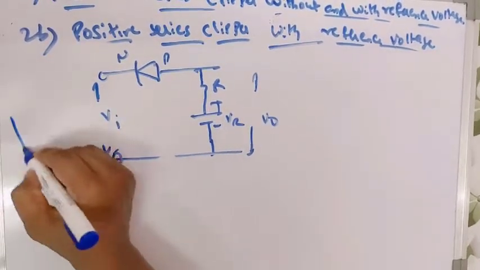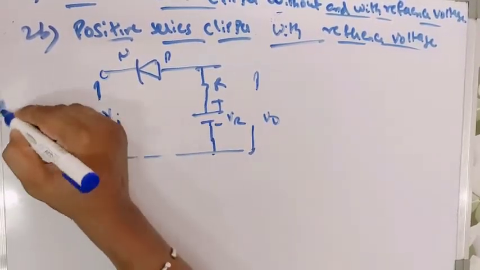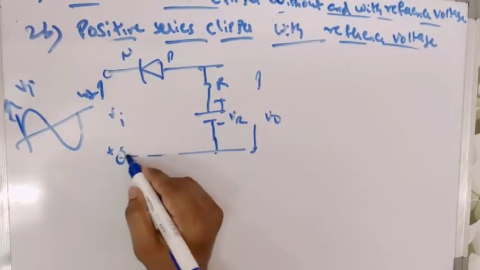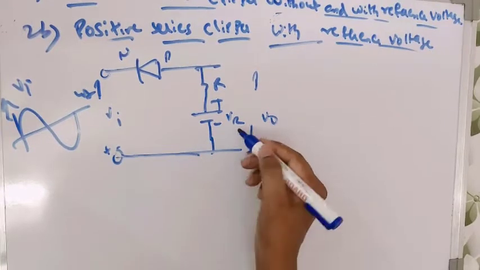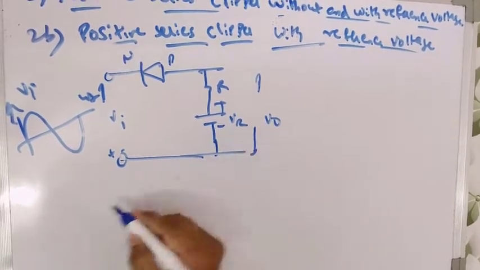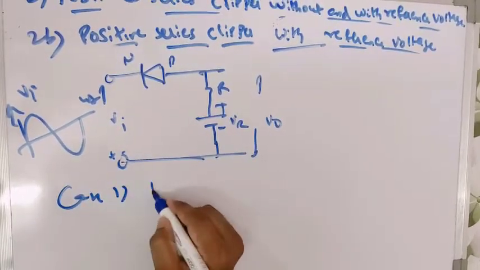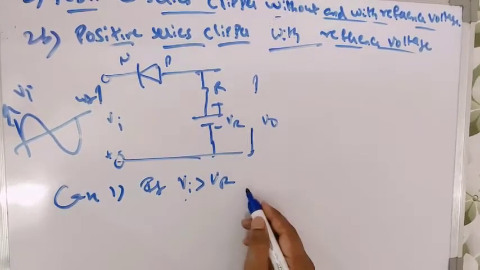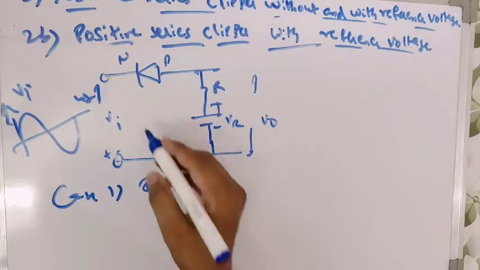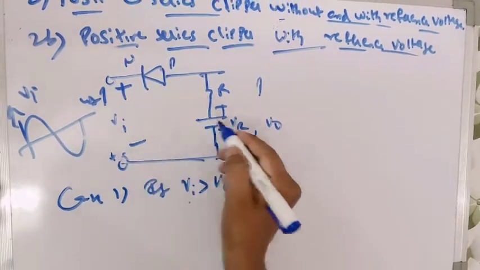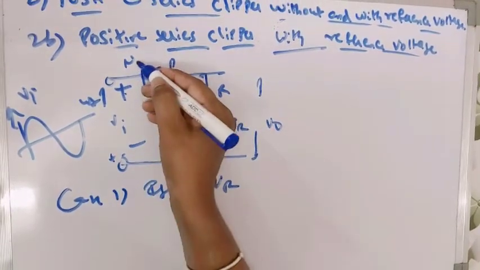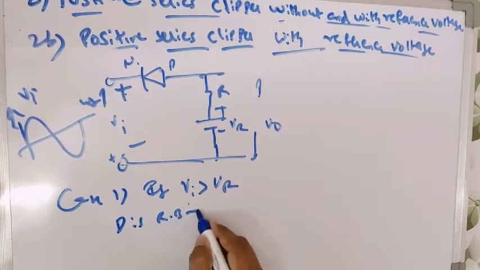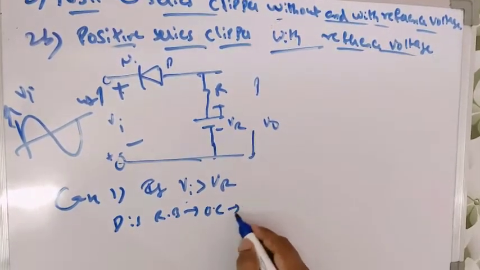So we are giving a sinusoidal input here. The sinusoidal input is applied to the diode. Now we will analyze the positive and negative portions when compared with the reference voltage. Case 1: if Vi is greater than VR, that means more positive voltage is given here compared with the reference voltage. More positive is given to the N type, so the diode becomes reverse biased. The diode is reverse biased, considered an open circuit, and it is off.